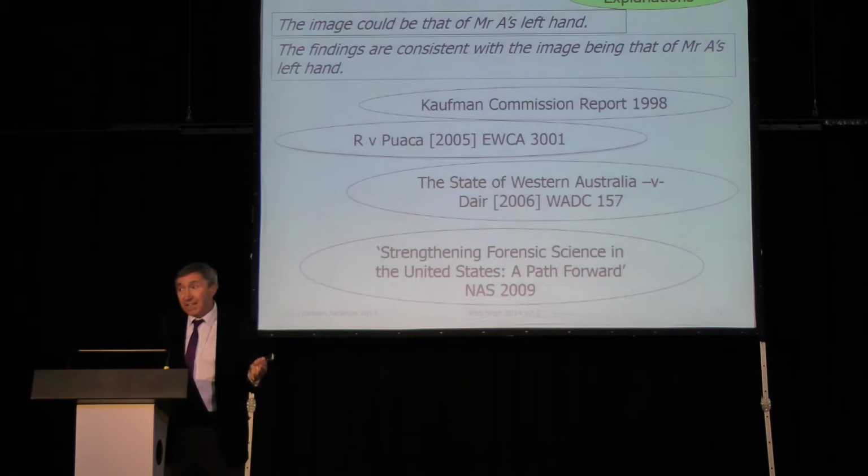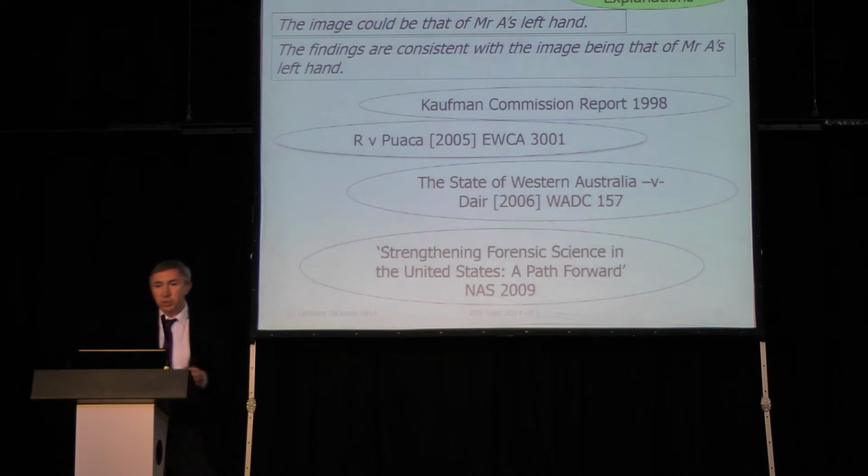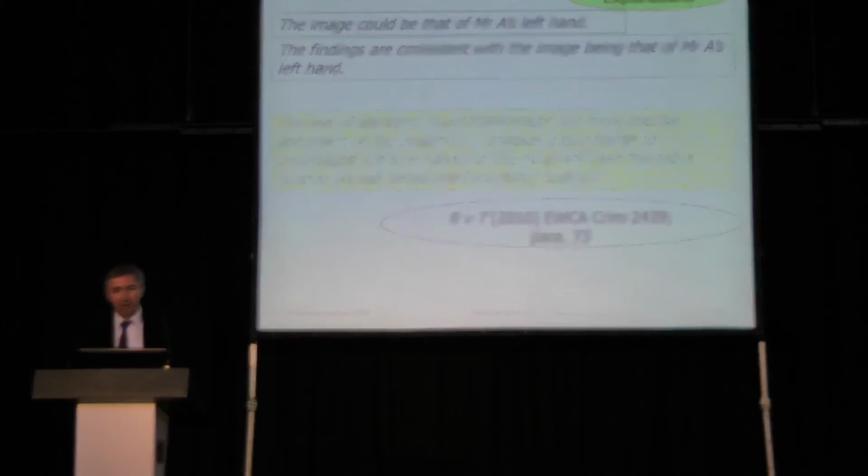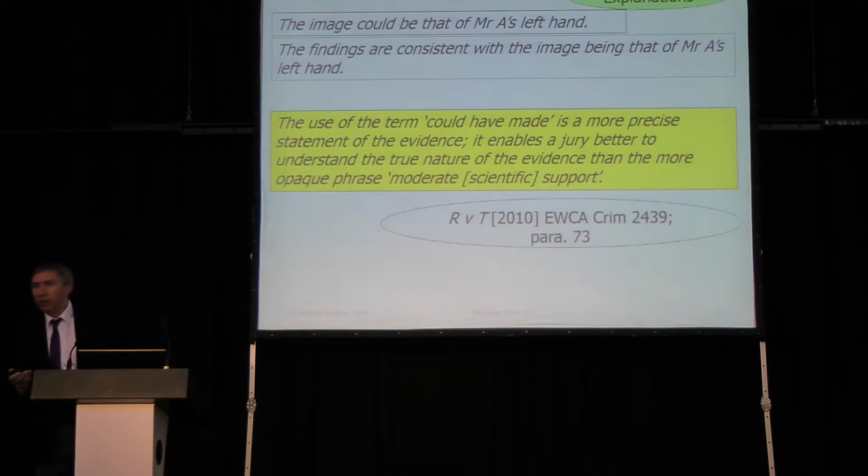The Australian one was a DNA case where the scientist said, given a match, this DNA could have come from the defendant. And there's a huge report from the United States which looked across the board at forensic science in the USA, and they were highly critical again of the phrases "could have come from" and "consistent with". This is R v T that Paul's already mentioned, and you've seen that quote before.